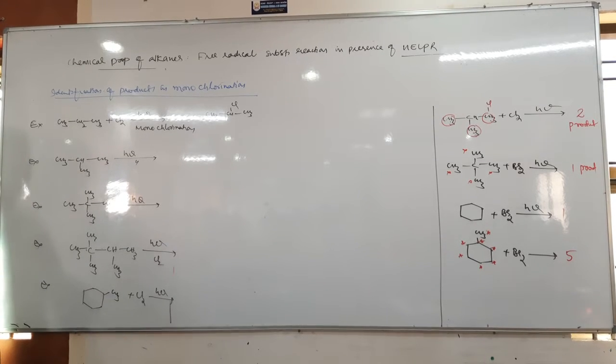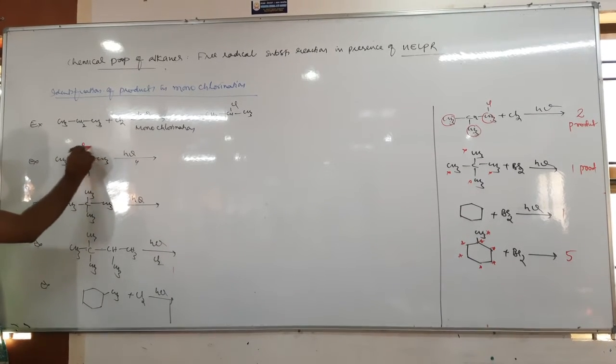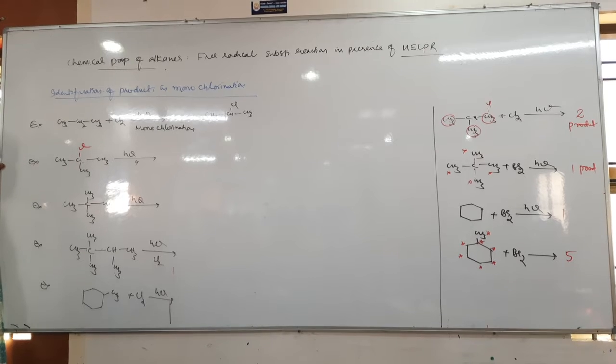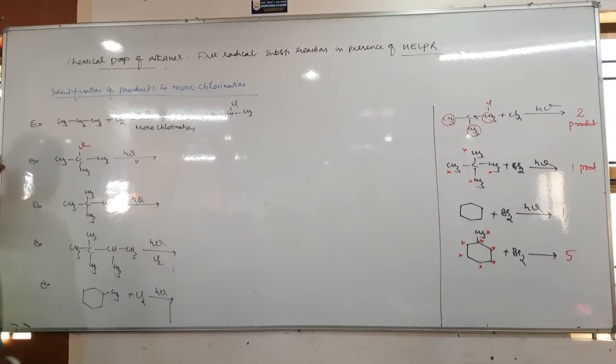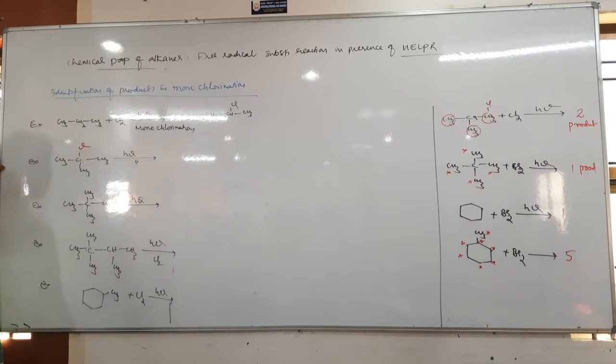So write the monochlorination product. Tell me here, what is the monochlorination? Right, tertiary hydrogen is replaced by chlorine. Next, because all the hydrogens are the same, you will get one product.